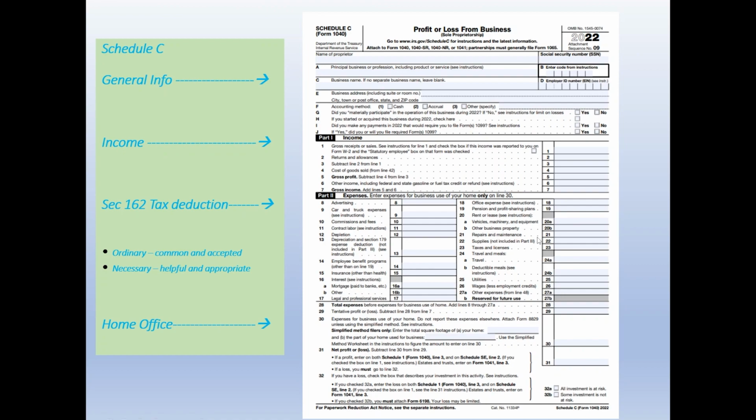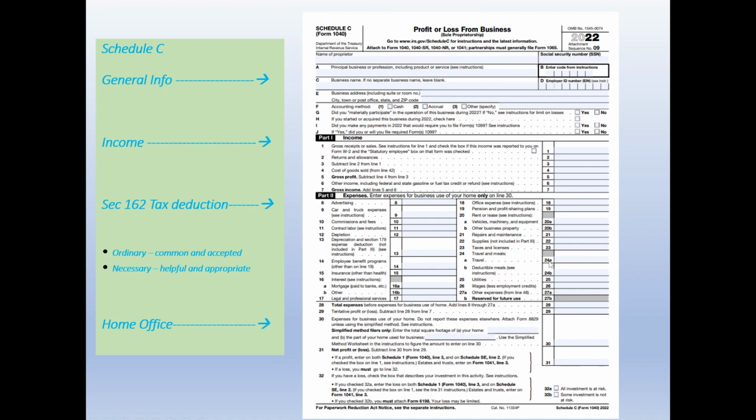Line 21 is repair and maintenance. If you have any repair and maintenance related to your business, repairing a chair, the office, anything like that, you put on that line. Line 23 is taxes and licenses. Taxes and licenses are only for state tax, like state and local tax, not for federal tax. So your federal income tax is not deductible. You cannot put it right here.